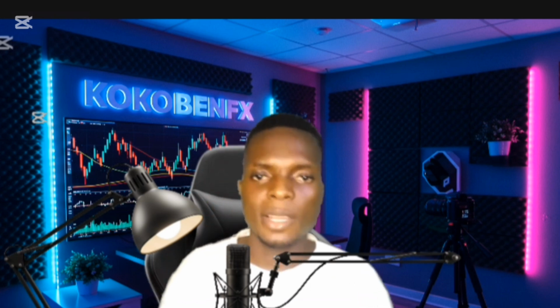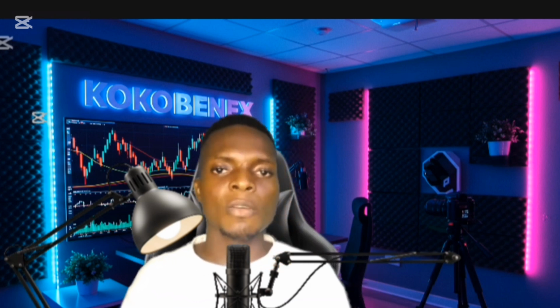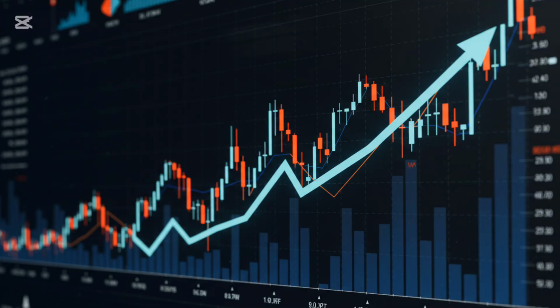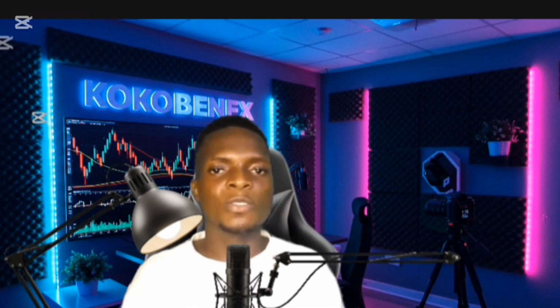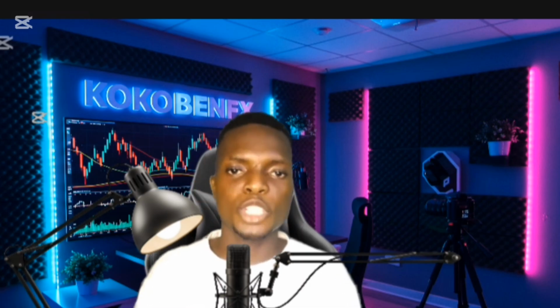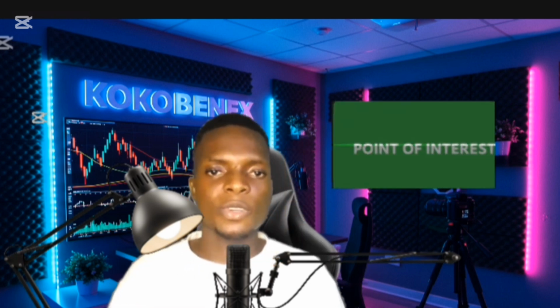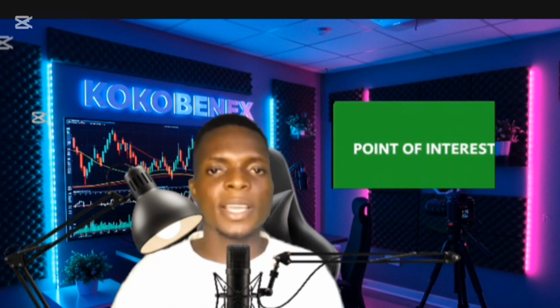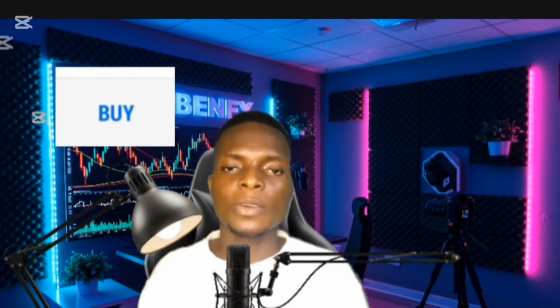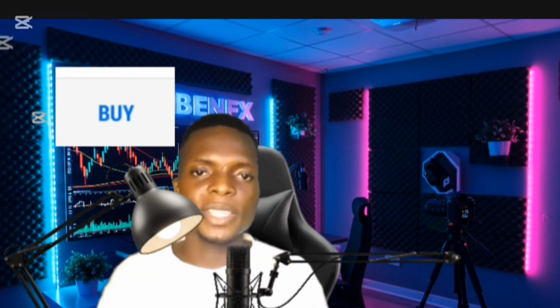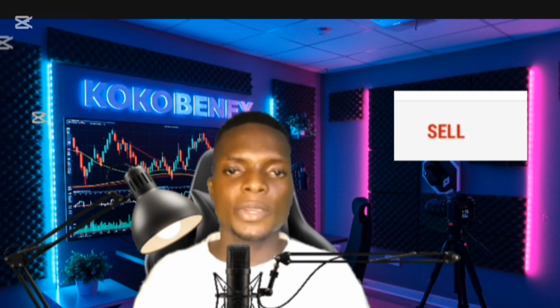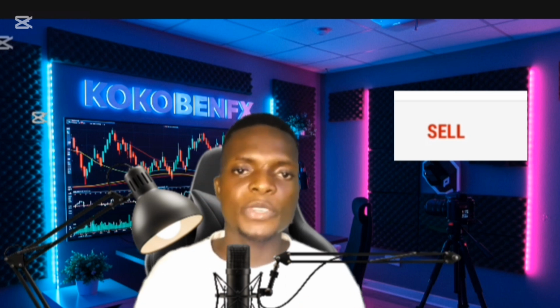A resistance level is just the complete opposite. Price is heading up into a point of interest where there are a lot of sellers, and then it tends to push the price to the downside. So support and resistance are also known as points of interest. Let's say you're looking to buy, your support is going to be your point of interest, and when you're looking to sell, your resistance is going to be your point of interest.